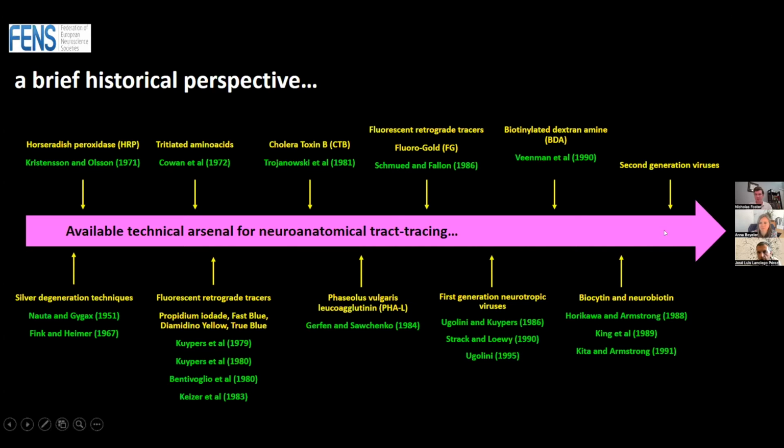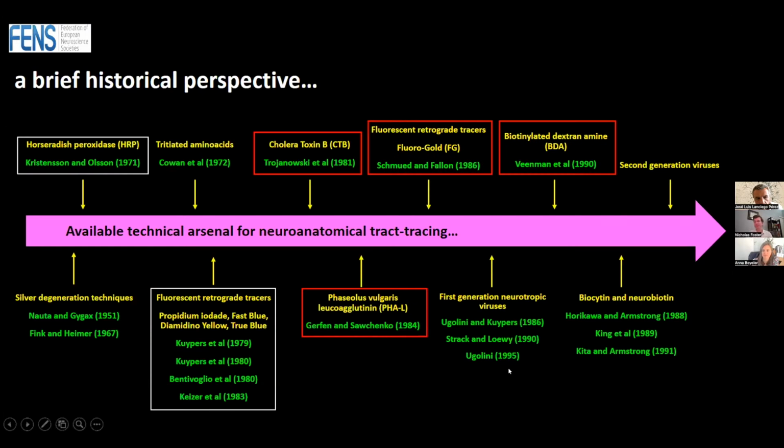We are in the era of a second generation of viruses. At least in my view, the arrival of cholera toxin and Fluorogold as two wonderful retrograde tracers really changed the field. And in the field of anterograde tracing, you need to keep an eye on PHAL and on biotinylated dextran amine. They are the two very good ones as anterograde tracers.